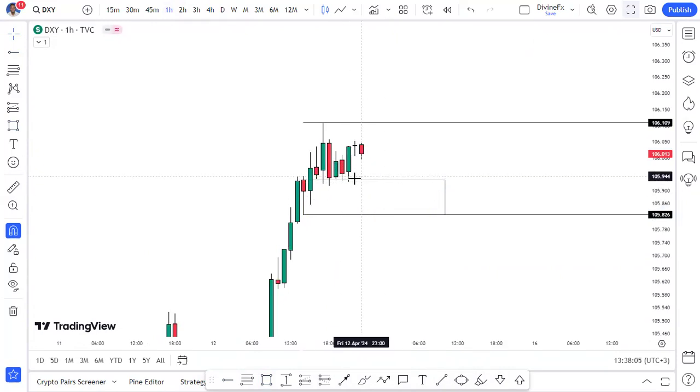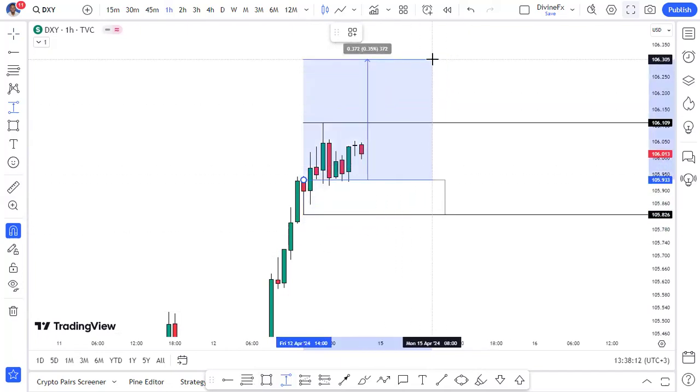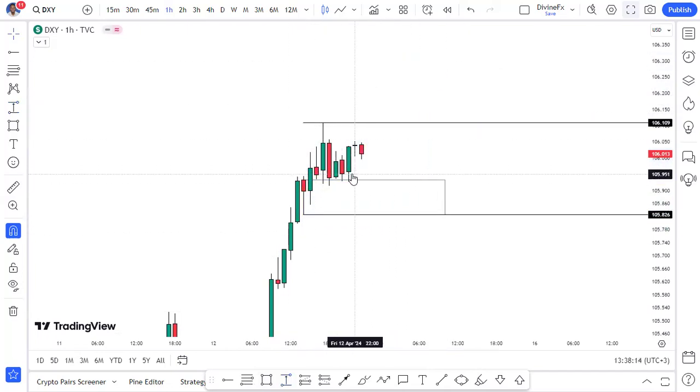So next week, I'm expecting, if price will keep respecting this level over here from tomorrow, which is almost 10 pips, then I'll keep buying on this DXY.